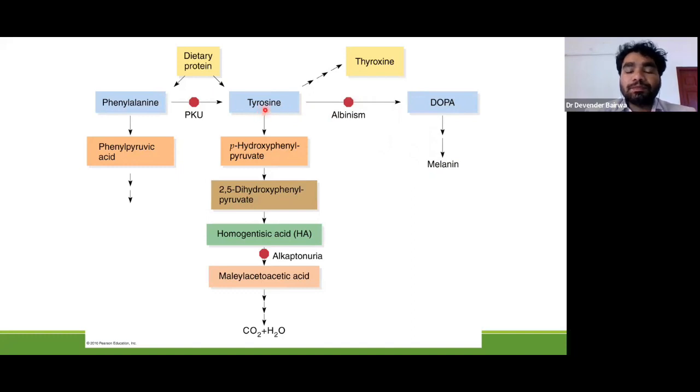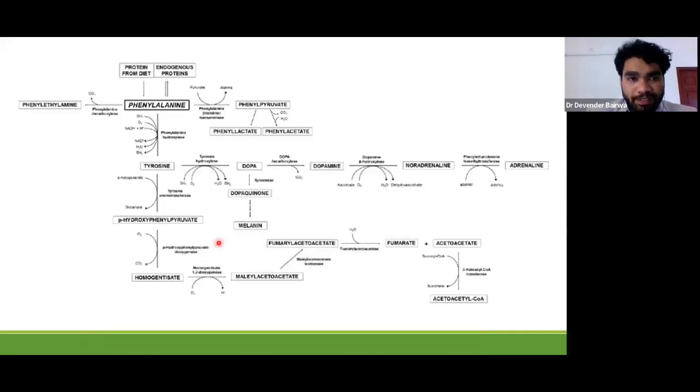Tyrosine is also a precursor for dopa formation. When this is blocked, then tyrosine will not go to dopa formation. It will go to formation of para-hydroxyphenylpyruvate, then 2,5-dihydroxyphenylpyruvate, then homogentisic acid. This pathway also generally occurs, and homogentisic acid is handled with the help of the oxidase enzyme. Suppose this is blocked here, like for example in alkaptonuria, then homogentisic acid will increase in your blood. So this is a simple diagrammatic representation of this. Let's see the more complex one.